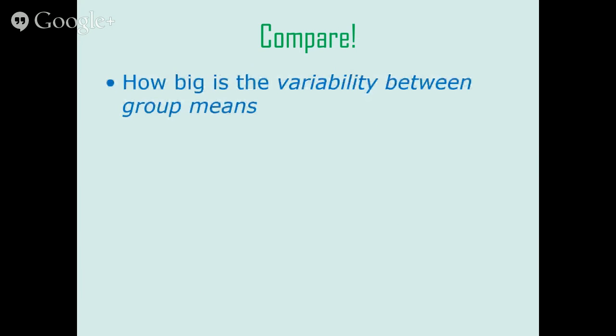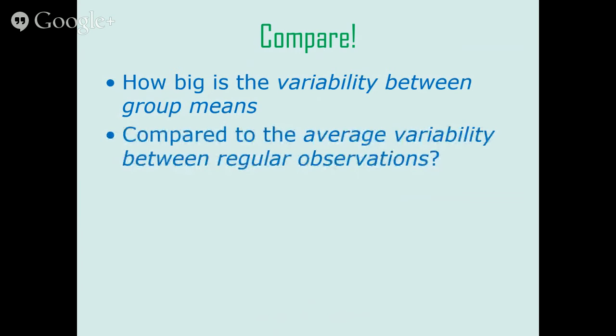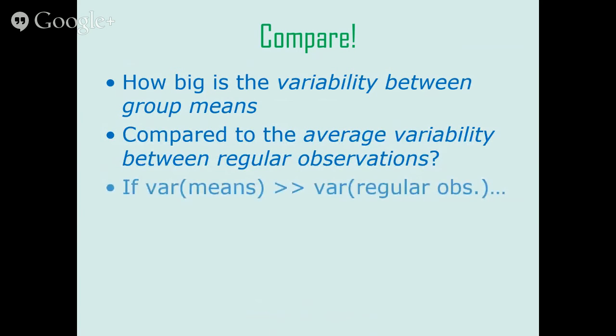So again, we ask ourselves, how big is the variability between those group means compared to the average variability we would expect between any regular observations? Well, in this case, the regular observations were about 2 in their standard deviation. Their standard difference from each other was about 2 on average, whereas the variability of the means was twice as big. So we had a big difference, which I'm emphasizing with 2 greater than signs.